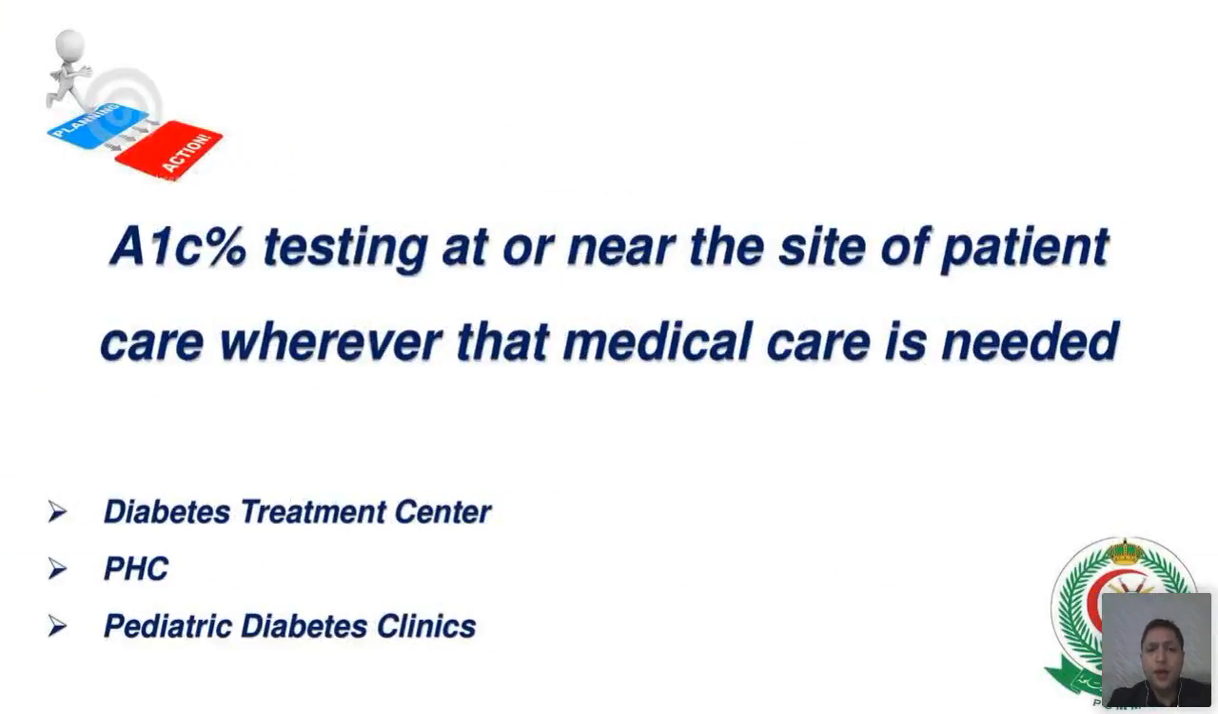For proper action, the planning took into consideration the patients in our hospital. We identified the 3 major sites for implementing point of care testing, including the Diabetes Treatment Center, which includes the endocrine and diabetes department, primary health care, and, to cover the pediatric diabetes population, the pediatric diabetes clinic.